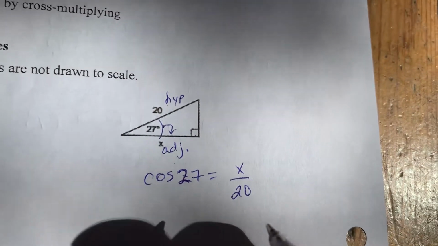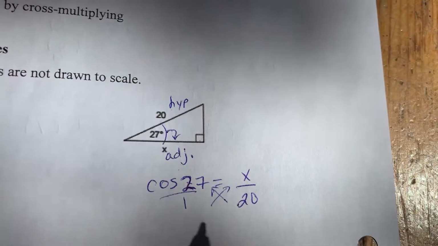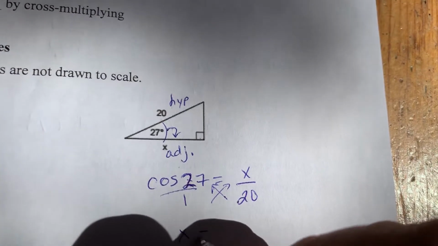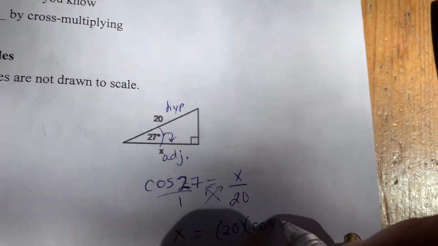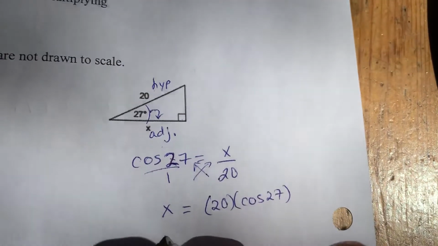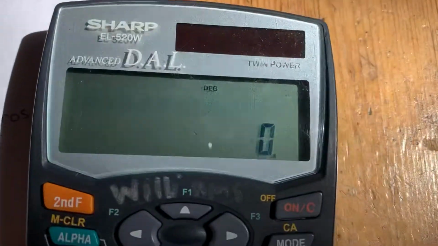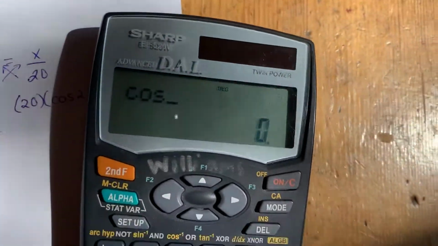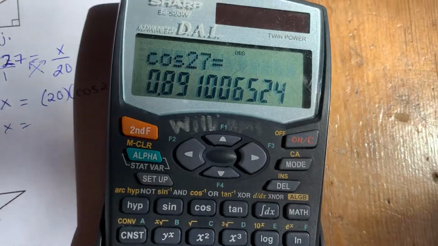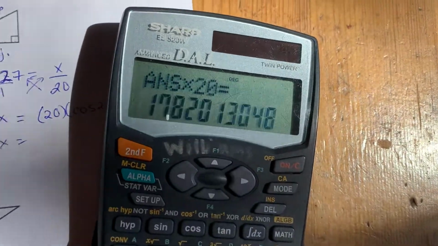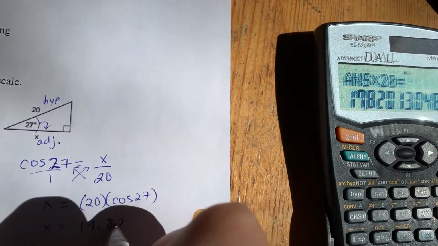So now again, I'm going to cross multiply, taking whatever's on the bottom and multiplying it by whatever's on the top. So I get x equals 20 times cosine 27. Again, I take my calculator, make sure I am in degree mode. Yes, I am. And I'm going to press cos 27. I always like to do the trig function first, and then I'm going to times it by 20. So I end up getting 17.82.